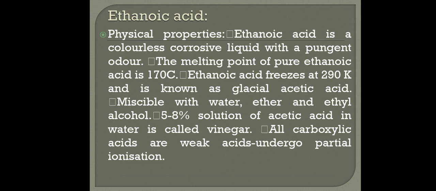Ethanoic acid, physical properties. Ethanoic acid is a colorless corrosive liquid with a pungent odor. The melting point of pure ethanoic acid is 17 degrees centigrade. Ethanoic acid freezes at 290 Kelvin and is known as glacial acetic acid. Miscible with water, ether and ethyl alcohol. A 5 to 8% solution of acetic acid in water is called vinegar. All carboxylic acids are weak acids, undergo partial ionization.